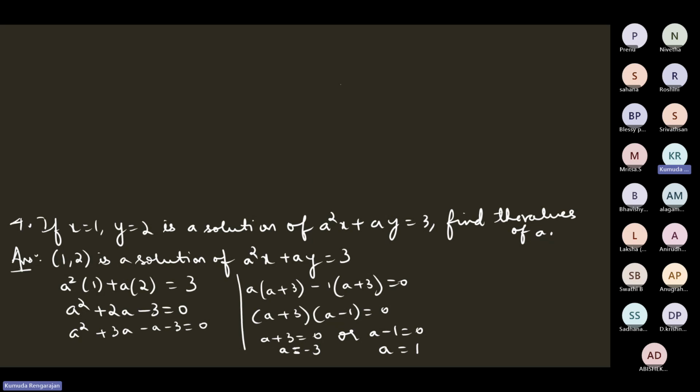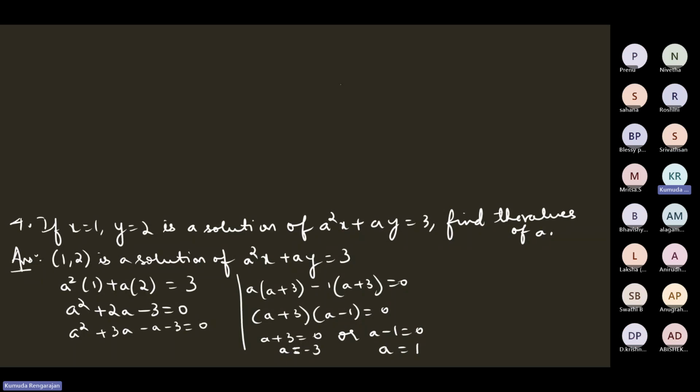So on splitting the middle term, we get A square plus 3A minus 3A minus 3 is equal to 0. Group it and you find the two factors A plus 3 and A minus 1. Equate each of it to 0. A plus 3 is equal to 0, so A is equal to minus 3. A minus 1 is equal to 0, so A is 1. So these are the two values for A, minus 3 and 1.